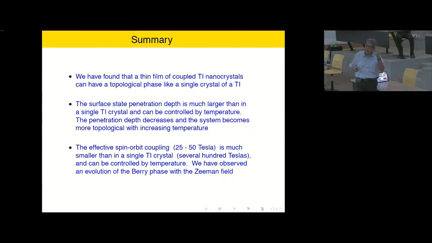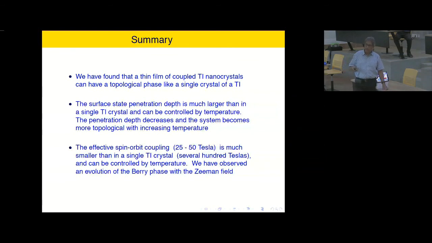Okay, so to summarize, what we have found is that a thin film of coupled topological insulator nanocrystals can have a topological phase like a single crystal of a TI. The surface state penetration depth is much larger than in a single TI crystal and can be controlled by temperature, which is absolutely impossible in a single crystal TI. But in these systems, it can be controlled by temperature. The penetration depth decreases and the system becomes more topological. The two surface states hybridize less when the temperature increases.